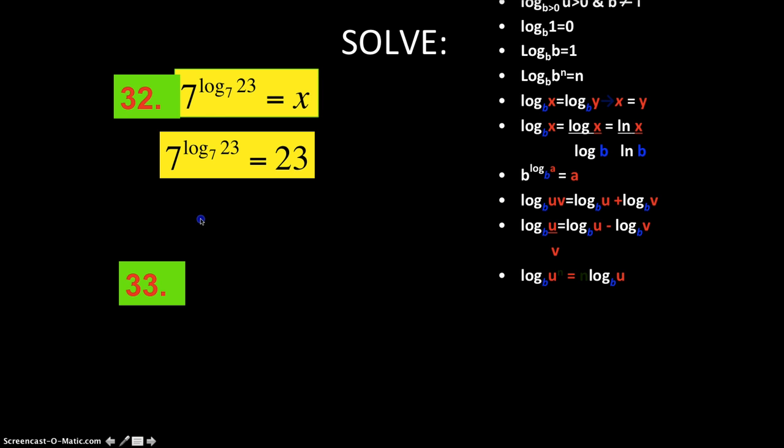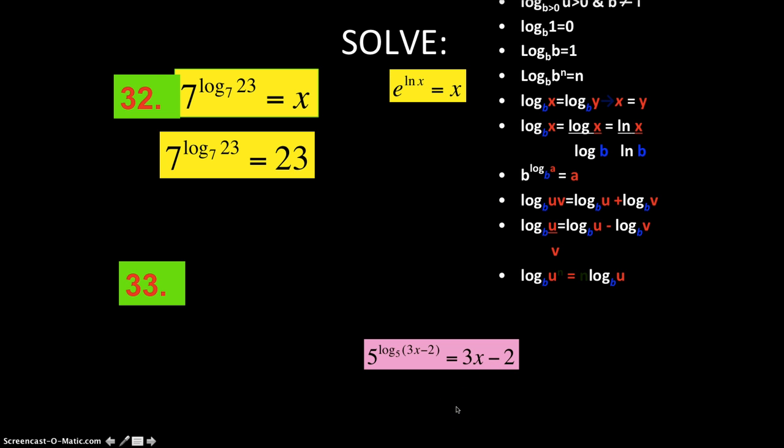Another illustration of that would be 5 to the log base 5 of 3x minus 2 simplifies into 3x minus 2. Again, there is the e rule that would just go right along with this one right here. e to the natural log, base e of x, is x. So these are usable in situations where we may want to emphasize that rule.